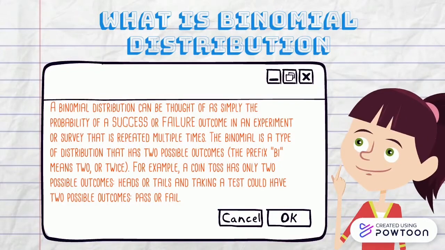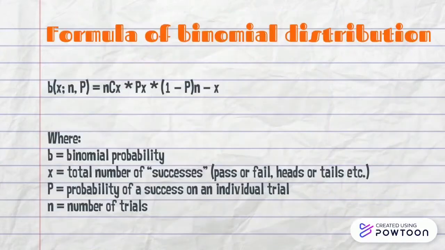Moving on. The formula of binomial distribution is defined as b(x; n, p) equals n combination x times p to the power of x times (1 minus p) to the power of n minus x, where b equals the binomial probability, x equals the total number of successes, pass or fails, heads or tails, etc., p equals the probability of success on an individual trial, and n equals the number of trials.